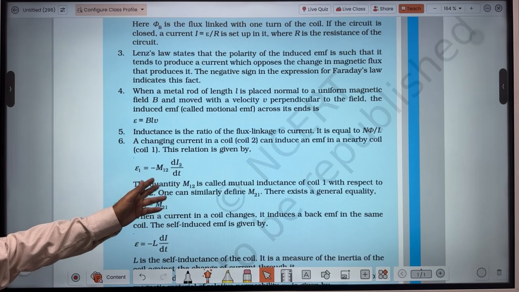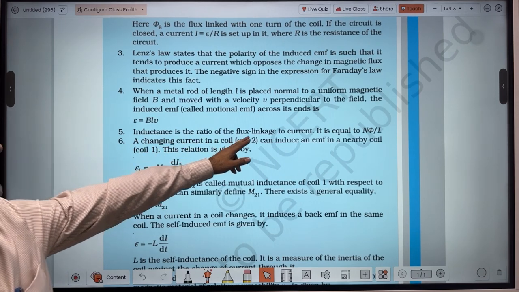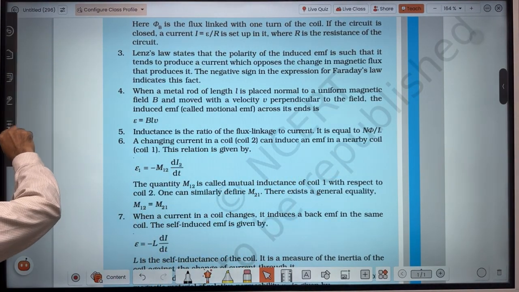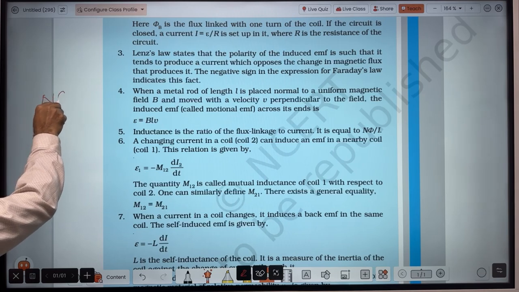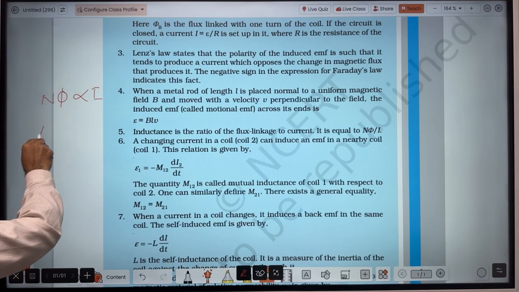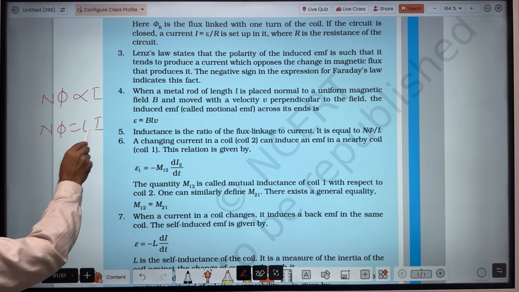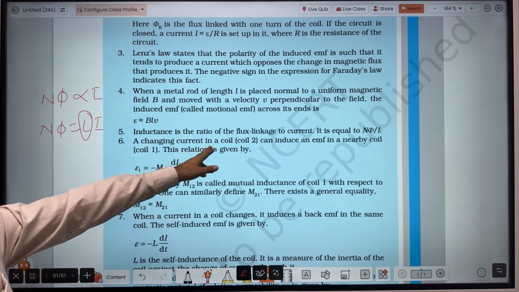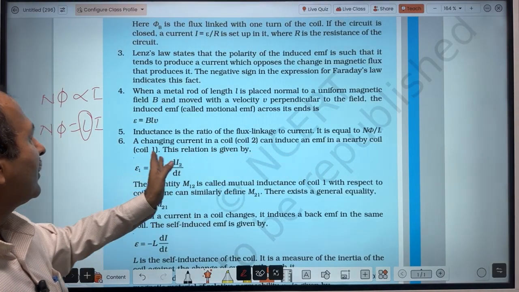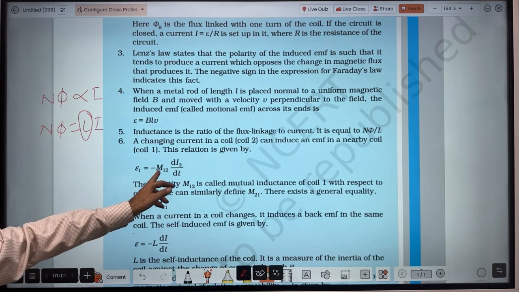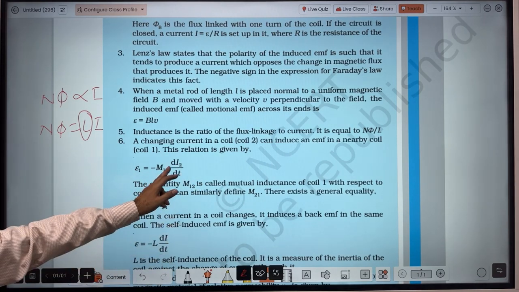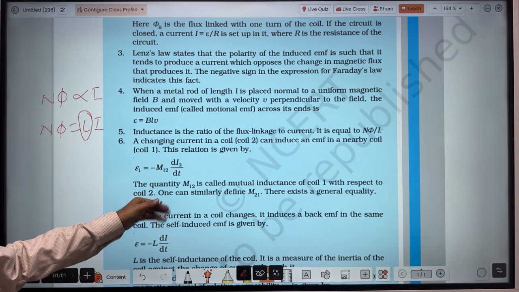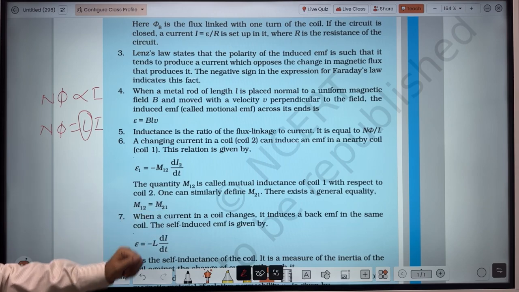Then comes mutual induction. Inductance is the ratio of the flux linkage to the current. It is equal to N phi by I, that we have seen. If you remember, N phi is proportional to I, or we say N phi equal to LI, where L is inductance. So L equal to N phi by I. The same thing is given there. A changing current in coil 2 can induce an EMF in a nearby coil. This relation is given by E1 equal to minus M12 dI2 by dt, right? Here M12 is the coefficient of mutual inductance, and we have already derived the result that M12 equal to M21.